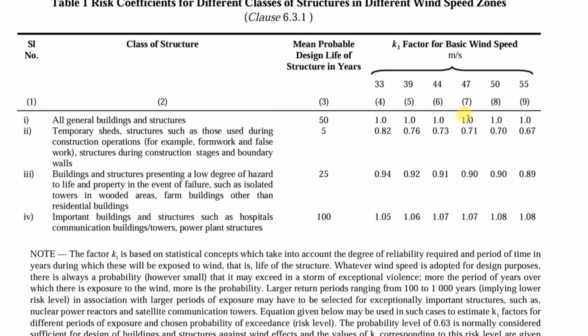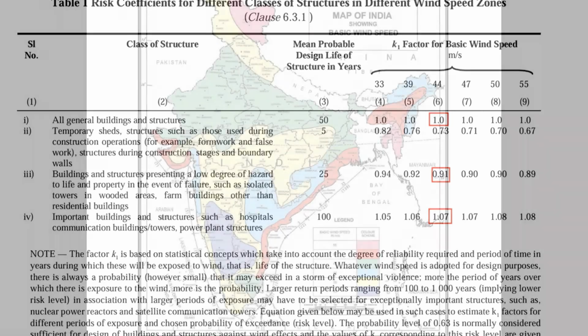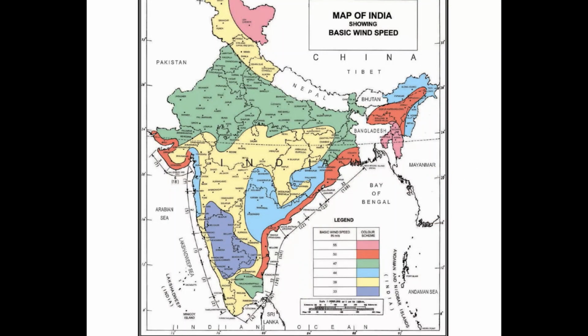So based on this, we have to find out the K1 factor. We consider general buildings and structures, we can consider 50 years return period, and the basic wind speed we have seen for Hyderabad is 44. For the 44 meter per second basic wind speed, all general buildings and structures, the risk coefficient comes under 1. K1 factor is 1. So if you take this temporary shed, then you have to consider the value of 0.73, and if your building falls in this third category, you have to consider 0.91, and fourth category means you have to consider 1.07.